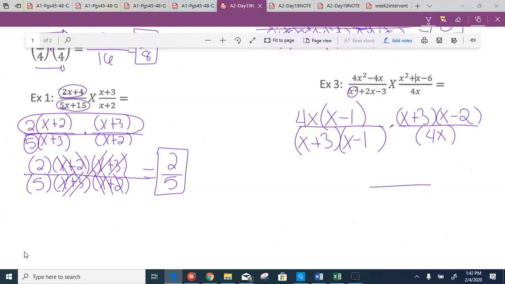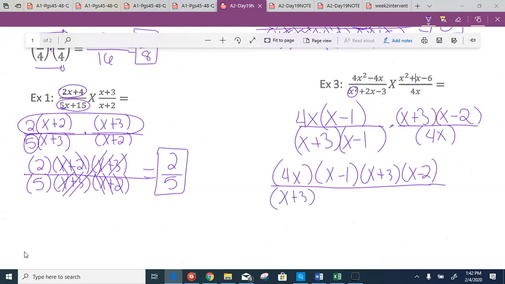So now I'll rewrite my answer with all my numerator stuff on top. 4x, x minus 1, x plus 3, x minus 2. So those are all the factors in the numerator. In the denominator, I have x plus 3, x minus 1, and 4x.